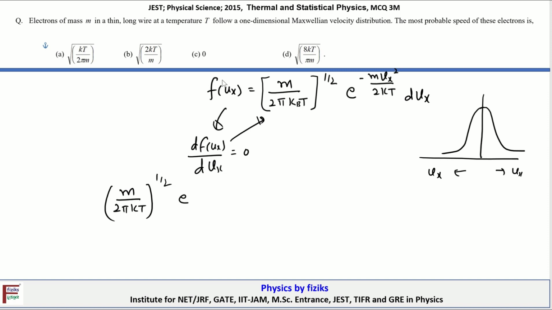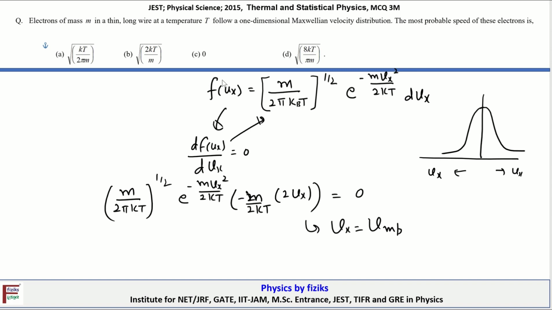Okay, so that will give us exponential minus m Vx square upon 2kT, and then minus again the differential of the exponents. Okay, so that means minus m upon 2kT and then multiply by 2Vx. Okay, and that should be equal to 0. So from here we conclude that Vx, which is equal to the most probable speed, is equal to 0. So therefore the correct option is C here.